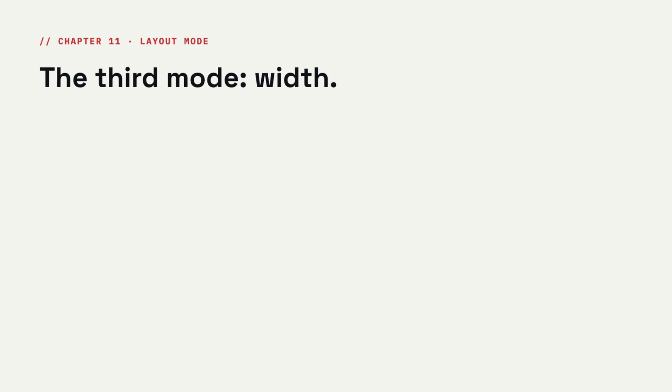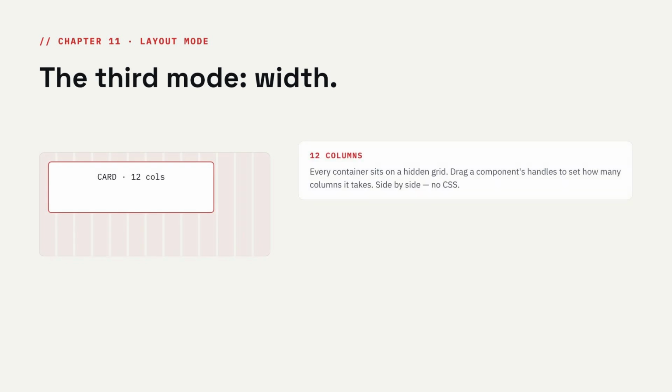One mode of the template editor is still unexplained. Structure, done. Initial content, done. The third one, layout. Layout mode is about width. Every container in a modern AEM page sits on a hidden grid, 12 columns wide. Layout mode lets you say how many of those columns each component takes.